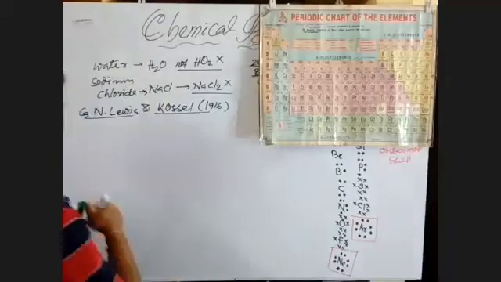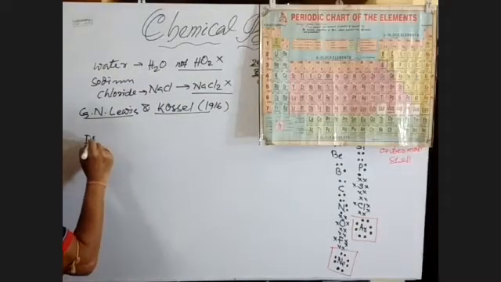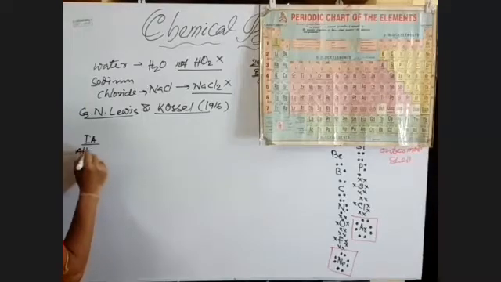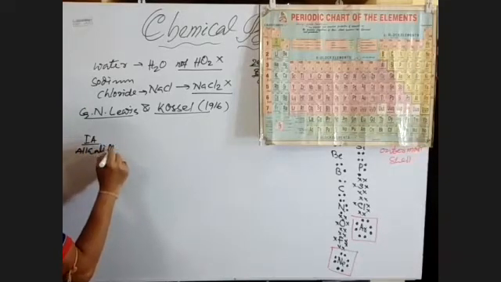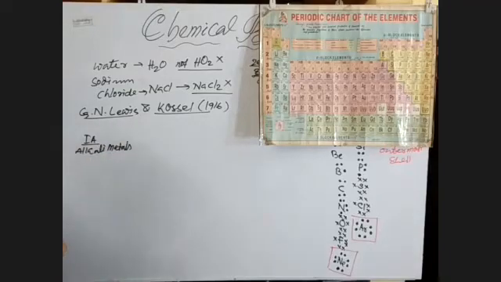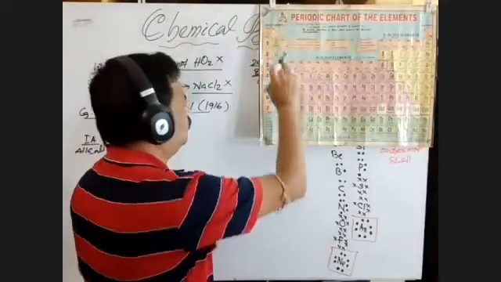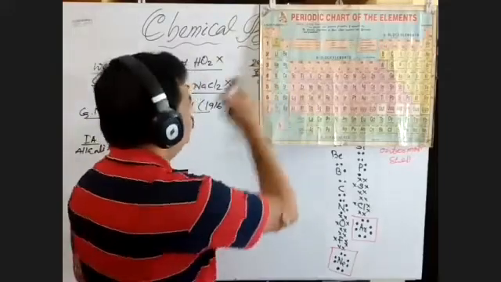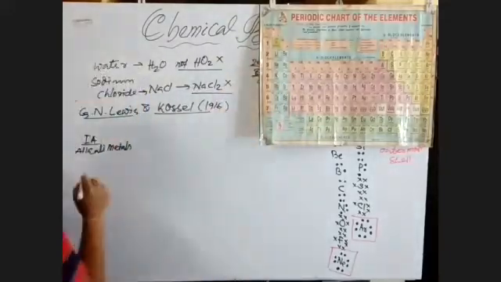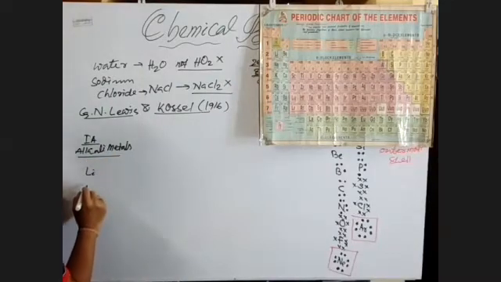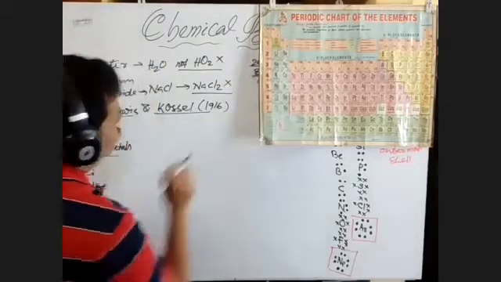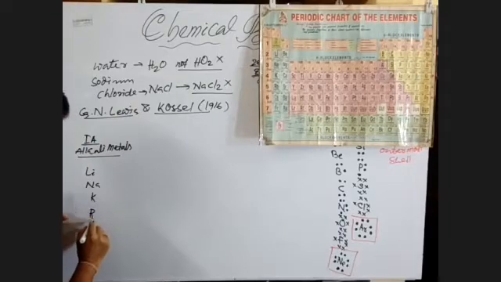The first column, Group 1A, we call the alkali metals. What is the group valency? Already we got that. What elements are present? Except hydrogen; hydrogen you can include, but it is not a metal. So we can take lithium, then sodium, then potassium, then rubidium, cesium. These are the alkali metals.